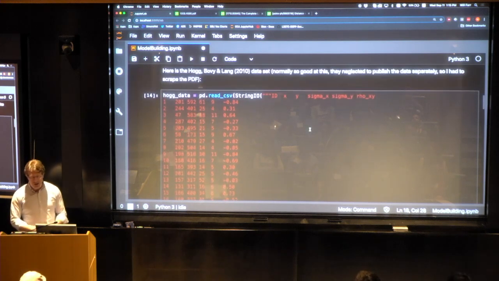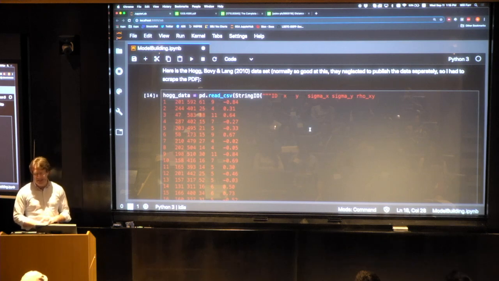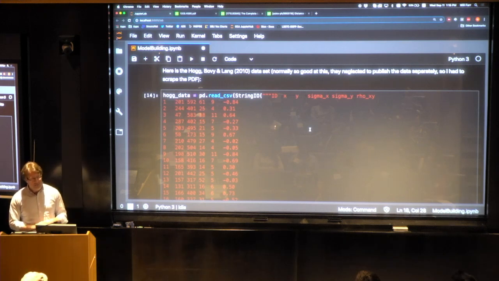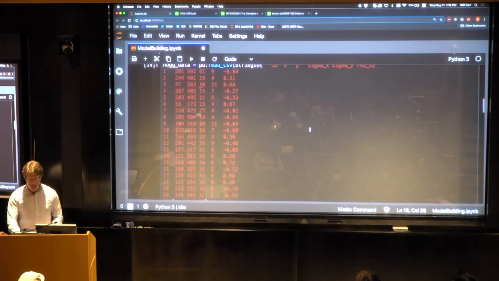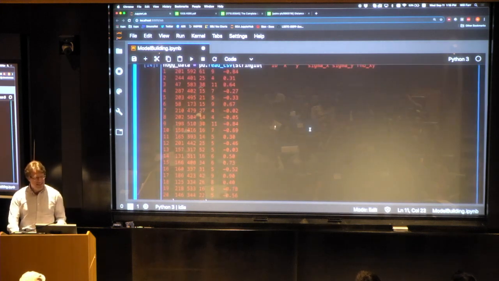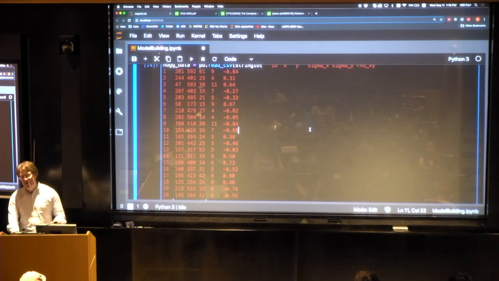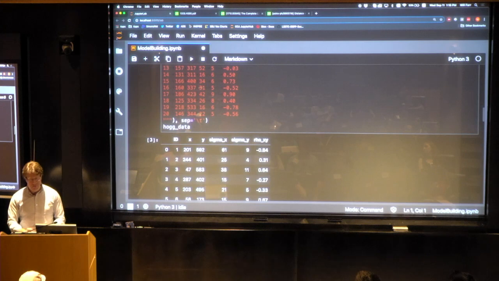Unusually for this crowd, Hogg, Bovy, and Lang are usually really good. They did not release their data set. So I PDF scraped it, and here is the data set in a string in the notebook. This is like 10,000 things you should not do, okay? When you are doing things, release your data, put it in a real file. Don't check it into the repository like I did this morning. Okay, but here we go.